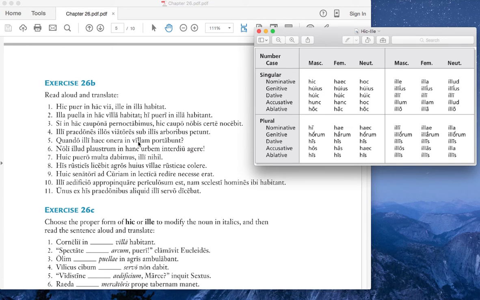I hope that helps a little bit. All you have to do is translate here, so you don't have to really think about the cases so much, but I did want you to understand how it works.